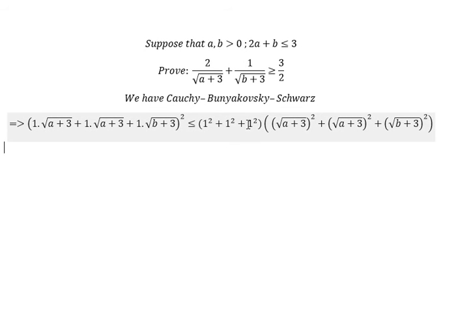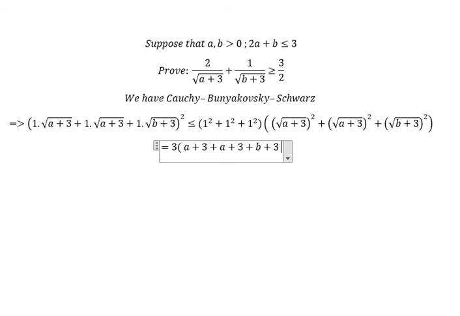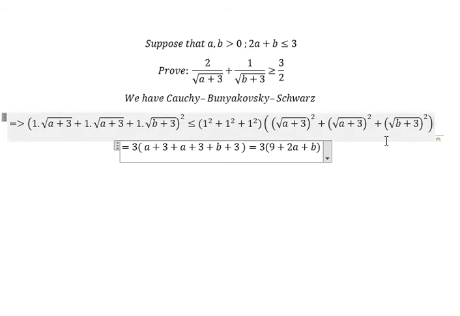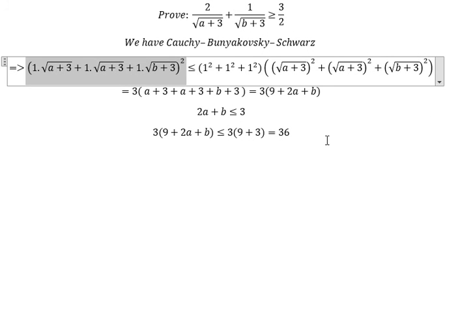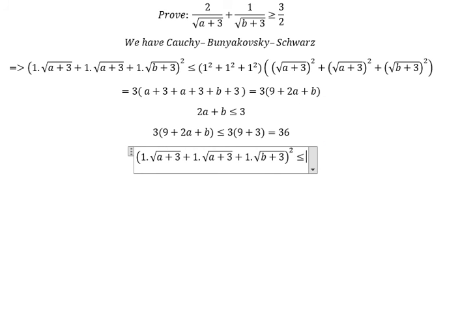Next, this one you get number 3. Because we have the power 2 with the square root, they cancel the square root. So we have number 3 and number 3, so you get 9. Next, we have this formula. So we will apply this: 2a plus b, we change it to number 3. And you get 36 in here. So it means this one is smaller than or equal to 36.